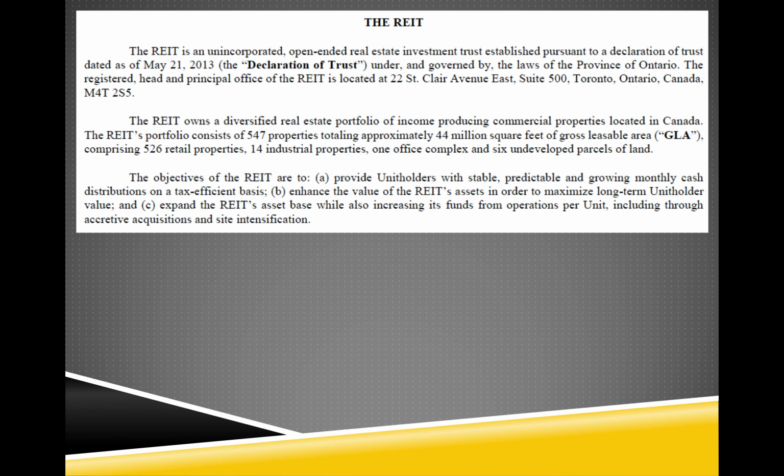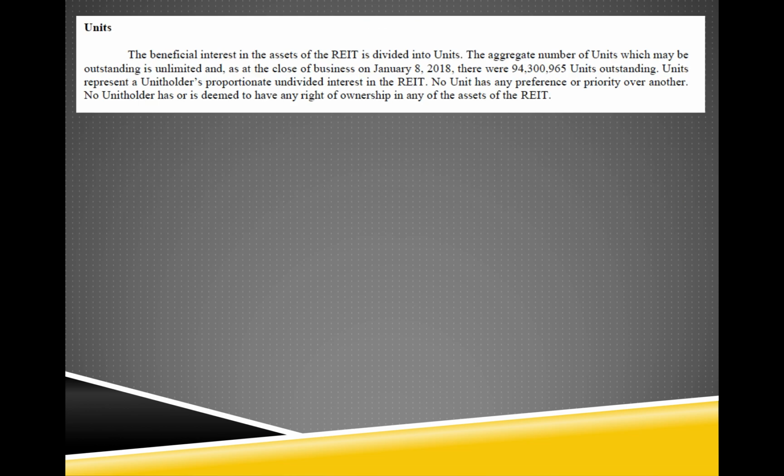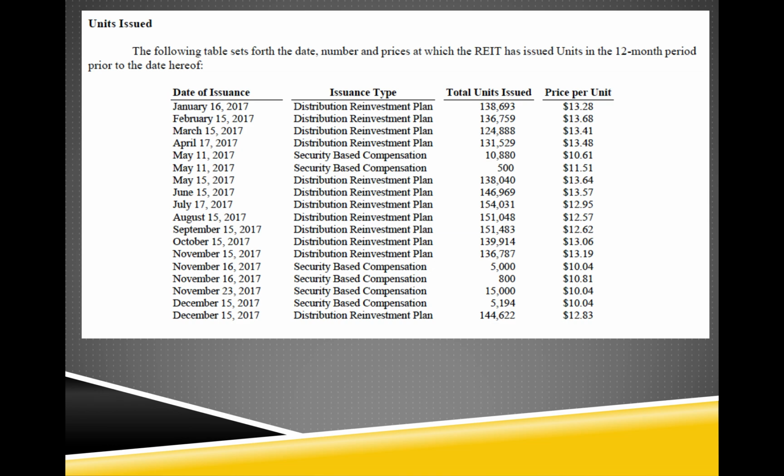The laws of Canada relating to the REITs are very similar to the laws here in the United States. The beneficial interests of the REITs are basically divided into units, so you invest in units. And this REIT had 94 million units outstanding at the time that this prospectus was written. This is just showing that the REIT has issued in the past a whole bunch of units, and it shows what the price per unit was at the time it was issued. So this REIT has been raising cash fairly consistently over time.